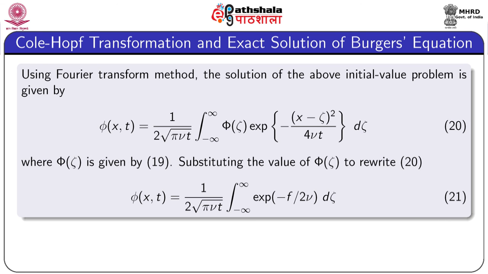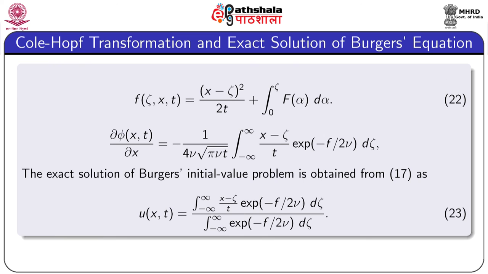Now, substituting the value of capital Phi in equation 20, we obtain the solution in the form phi equals 1 divided by 2 square root of pi nu t, integral of e to the power minus f by 2 nu d xi, where f equals (x minus xi) squared by 2t plus the integral from 0 to xi of F(alpha) d alpha, and ∂phi/∂x is equal to minus 1 divided by 4 nu times square root of pi nu t, integral of (x minus xi) by t e to the power minus f by 2 nu d xi.